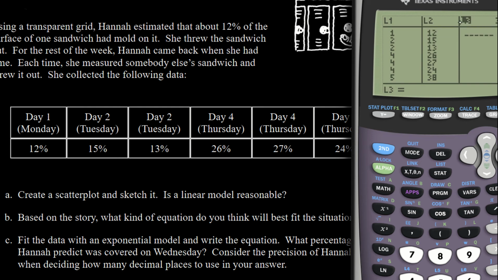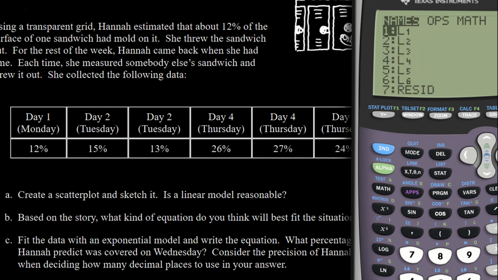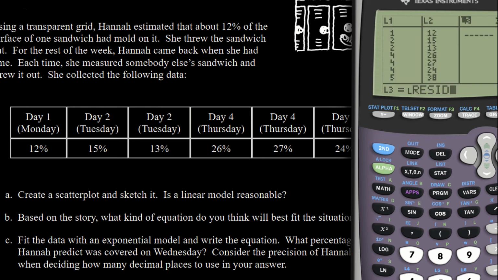So I put my cursor up here. And to grab the residuals, it's a list. So I'm going to hit second list. And there it is, it's number 7. And I just grab it. So those are the residuals. And you can see the residuals positive 3, and then there's several negative residuals, and then it's positive again. So that's the pattern I'm seeing in the residuals.